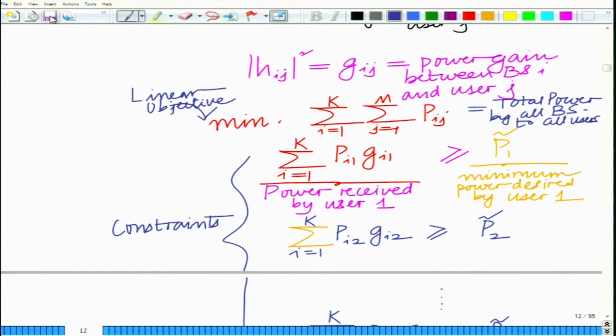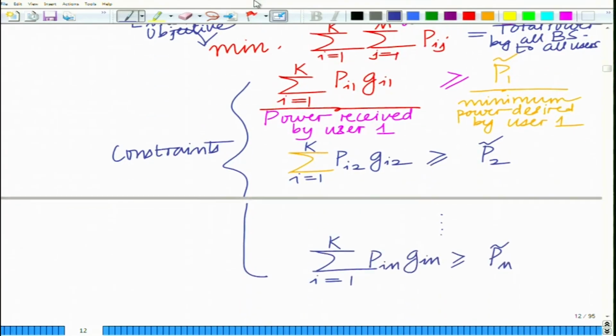So, what is our optimization problem? Our optimization problem is to minimize the total transmit power of all the base stations to all the users subject to these constraints, that is the power received at each user is greater than a minimum threshold, which is denoted by Pj tilde. Alright, at user 1 it is P1 tilde, user 2 P2 tilde, so on at user m it is Pm tilde.